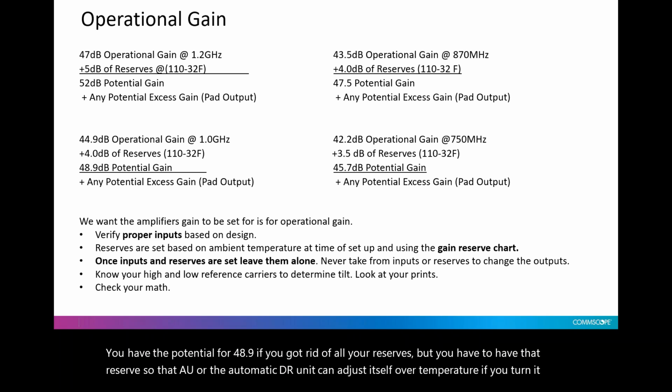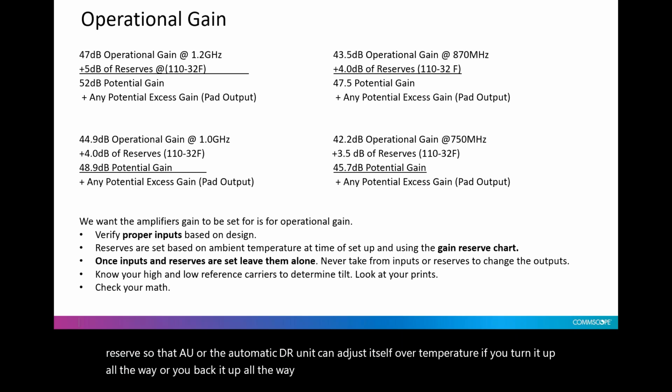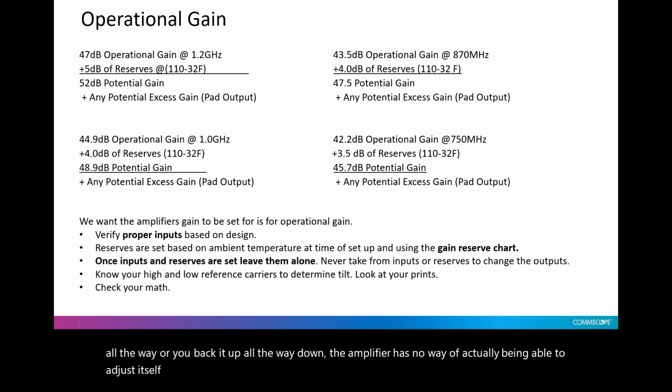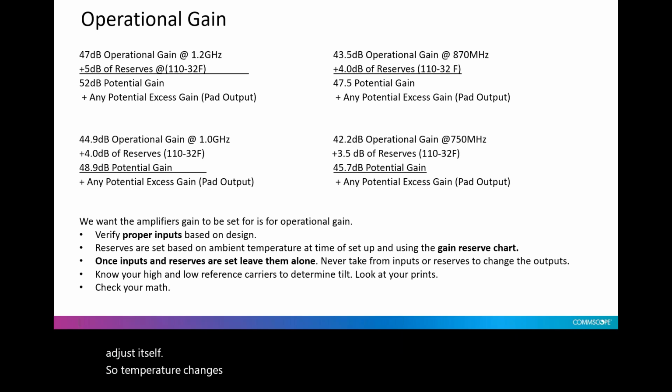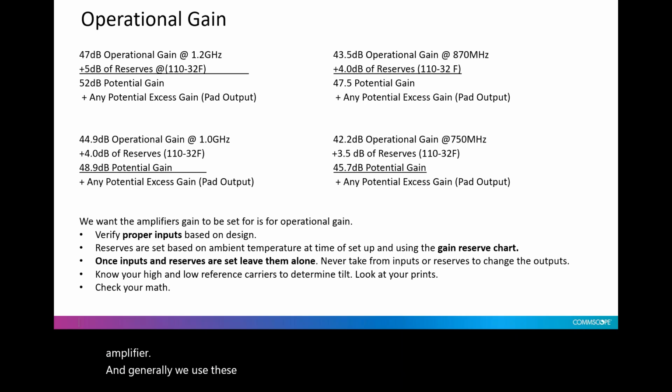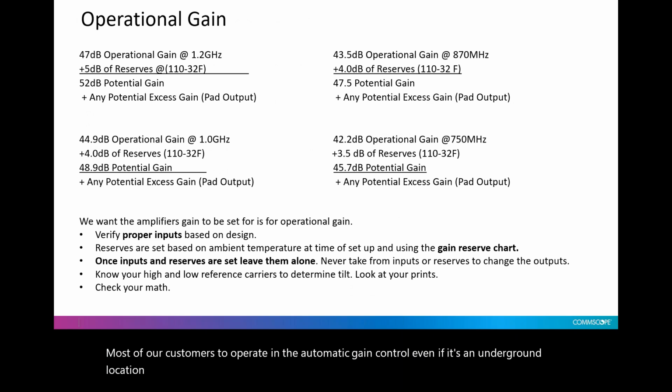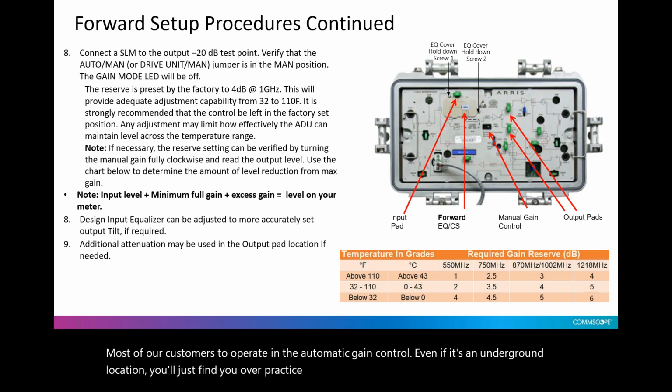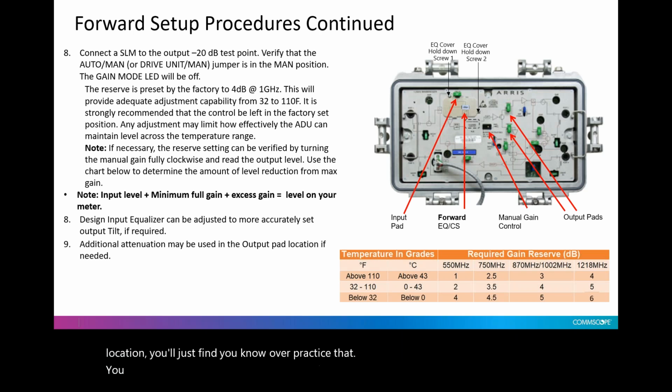If you turn it up all the way or you back it off all the way down, the amplifier has no way of actually being able to adjust itself to temperature changes on the input to the amplifier, the coax preceding the amplifier. And generally we use these again, we want most of our customers to operate in the automatic gain control, even if it's an underground location. You'll just find, over practice, that you maintain better stability in your system.